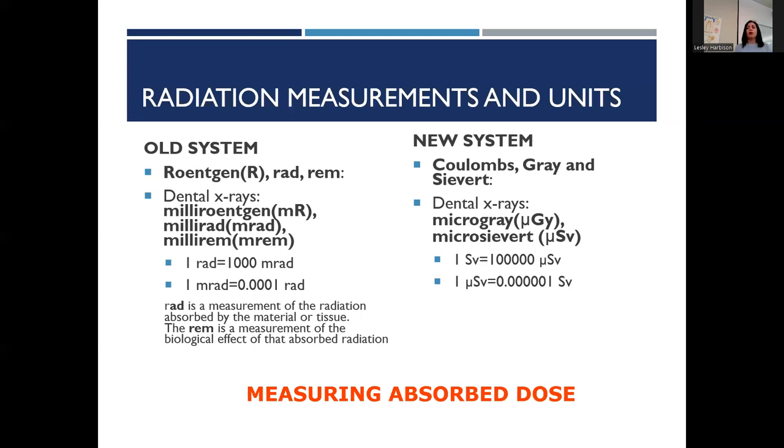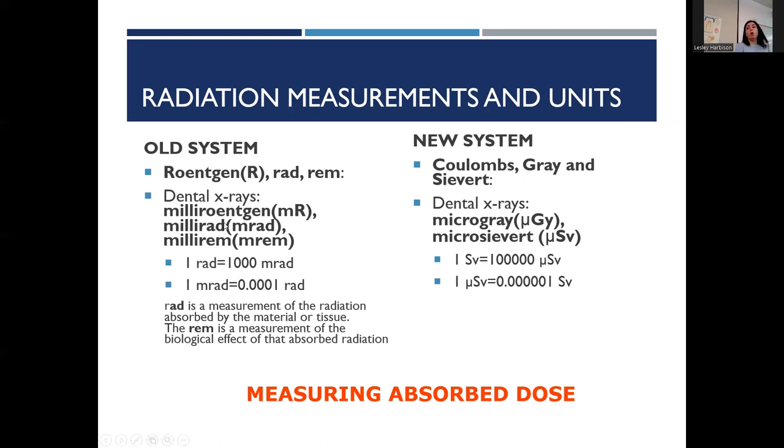Okay, very overwhelming slide. Lots of notes here. You don't have to know a ton on this slide. There are just some concepts here. With the old system, we already know that it's the Roentgen, the rad, and the rem. And this is telling us that because dental x-rays are such a small amount of radiation, they're not measured in just a traditional rad or rem.